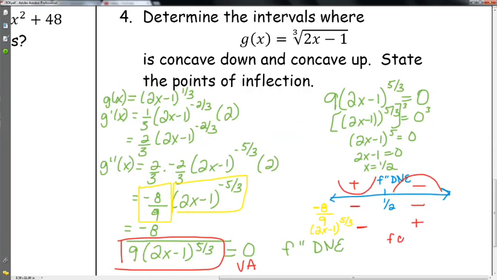So f is concave up from negative infinity to 1/2. F is concave down from 1/2 to infinity. And f has a point of inflection at x equals 1/2. And there we go.